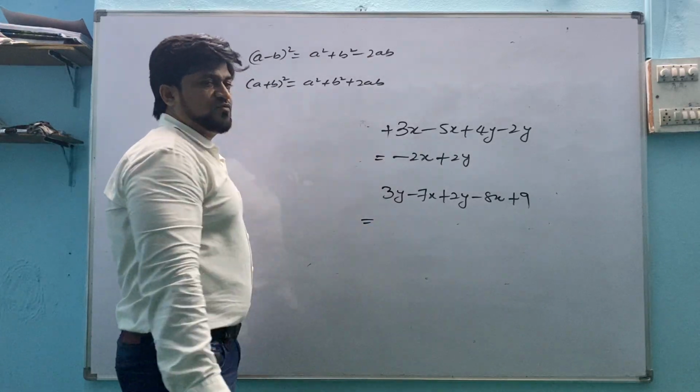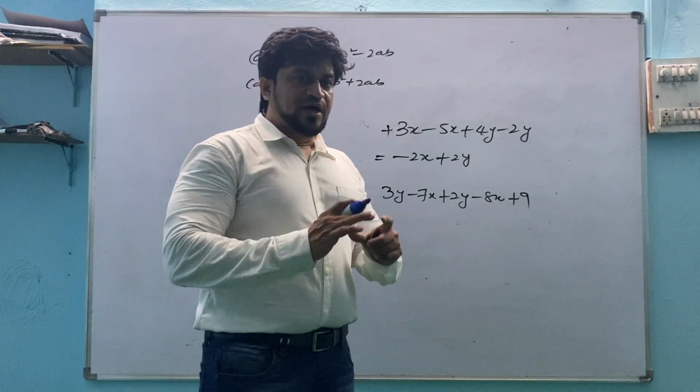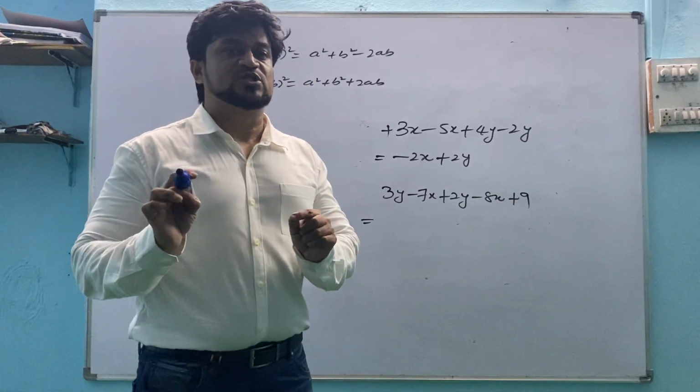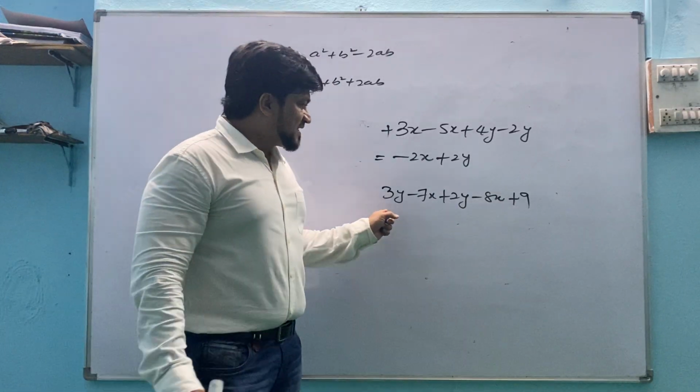What do we have to do? We are writing in order. We are arranging the terms. That means common variables we have to add. Now check which are the common variables.